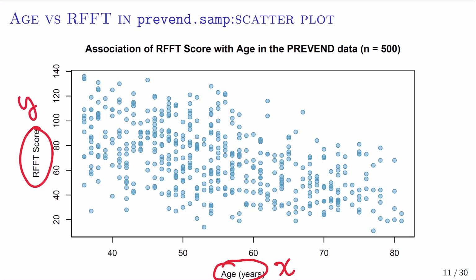And then this is exactly the scatter plot, right? Association of RFFT score with age in this data. How many observations do we have in this data? 500. Okay, we plot this one. So this is exactly what we did in chapter 1. We make a scatter plot, and then what is the relationship between y and x? In chapter 1, we could just eyeball a line. This line is negatively sloped, or you can say downward sloped. Then we could say y and x have a linear, and of course a negative linear relationship, right? That's exactly what we did in chapter 1.